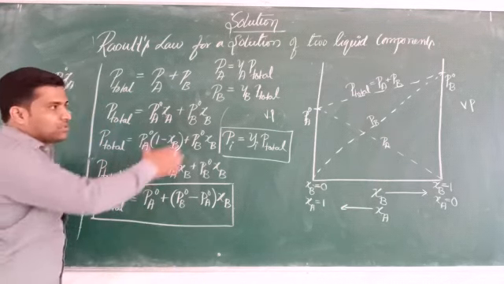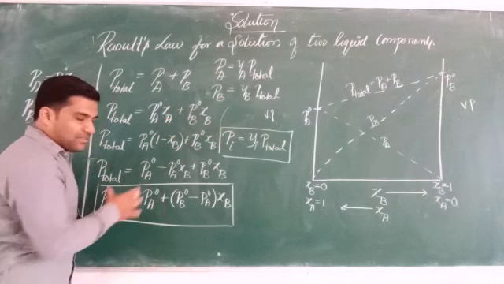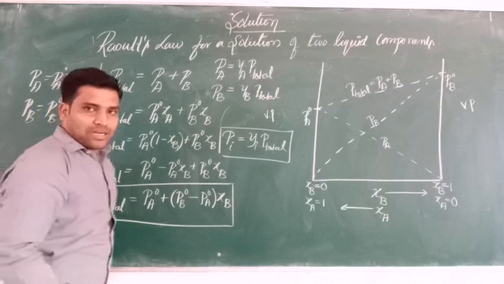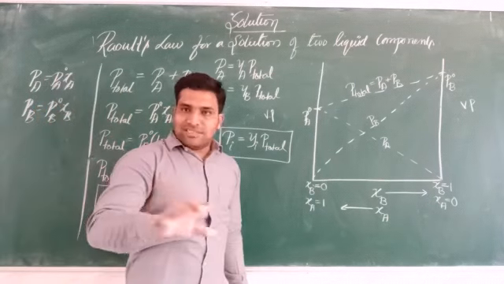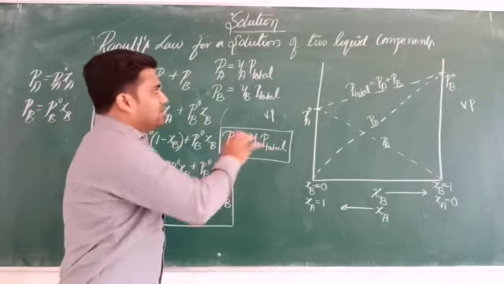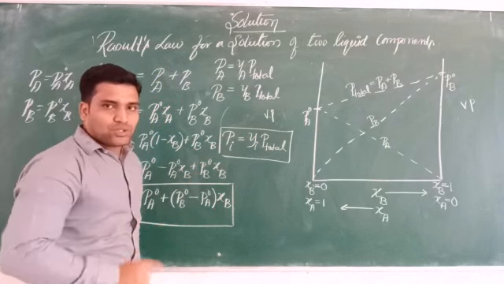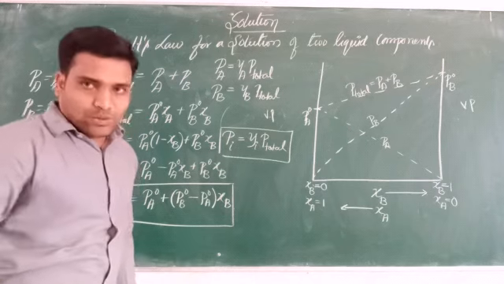Based on Raoult's law we have plotted the graph and derived the equation. So on this equation we are going to conclude. The conclusions are these three. So this is the graph. If this graph comes out correctly, those solutions are ideal solutions.